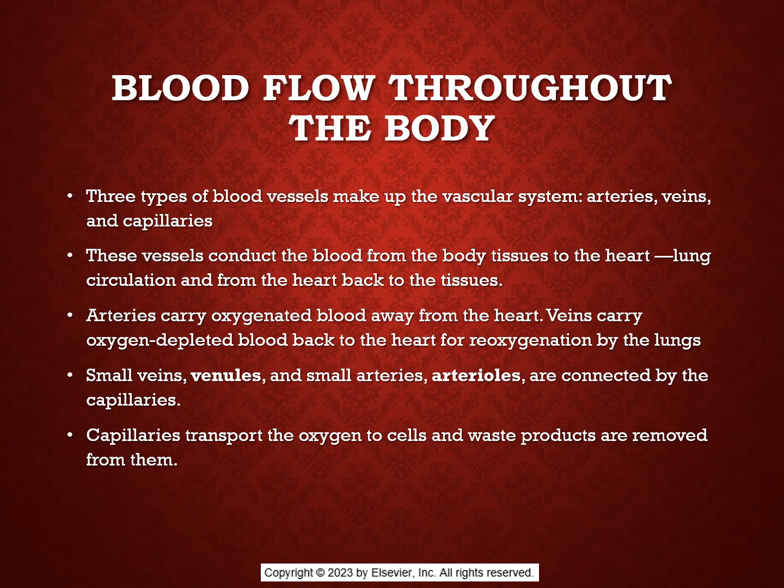Arteries carry oxygenated blood away from the heart, and veins carry oxygen-depleted blood back to the heart to be reoxygenated by the lungs. Small veins or venules and small arteries, known as arterioles, are connected by the capillaries. It is within the capillaries that oxygen can be transported to cells and waste products are removed from them.